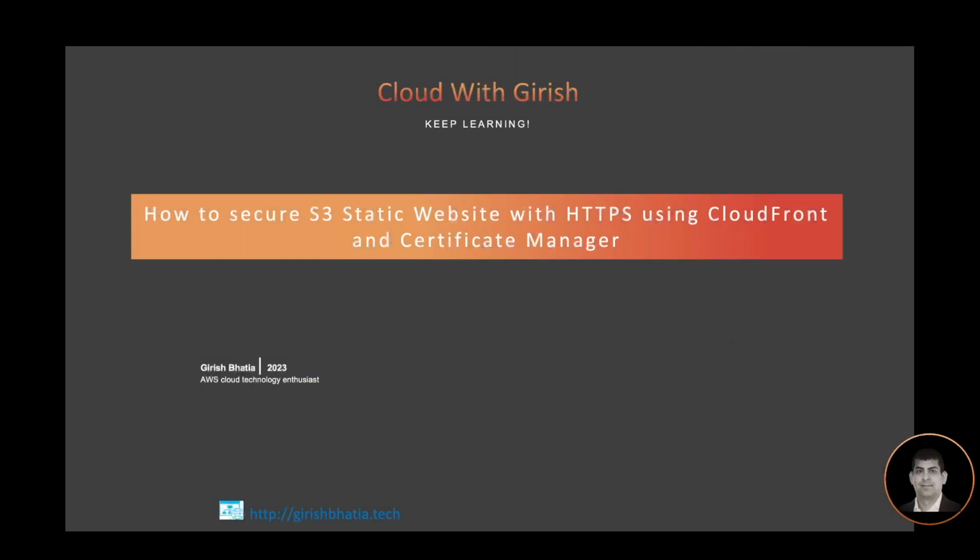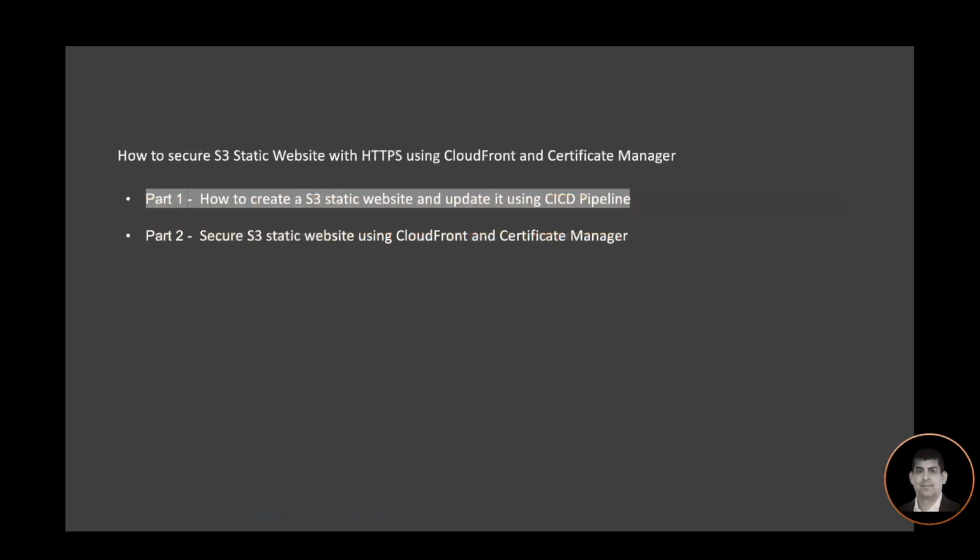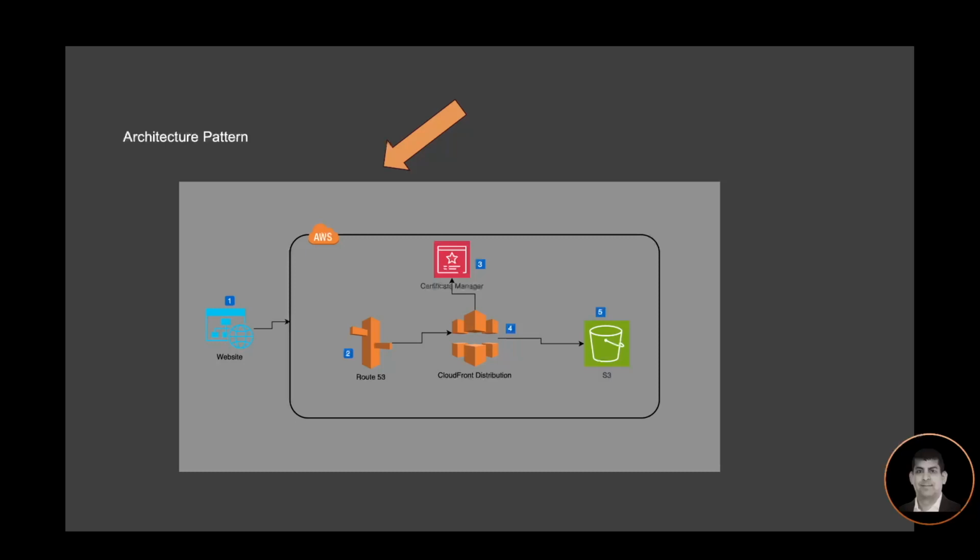In this video, I'm going to show you how to secure an S3 static website with HTTPS using CloudFront and Certificate Manager. I already have my static website hosted on AWS S3. I also have Route 53 configured to use a custom domain name. For this workshop, I'm going to use the AWS console to create a certificate using AWS Certificate Manager. I will then create a distribution using CloudFront and link the S3 website with this distribution.